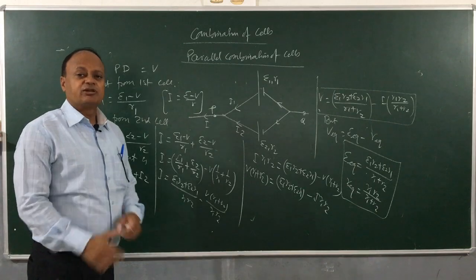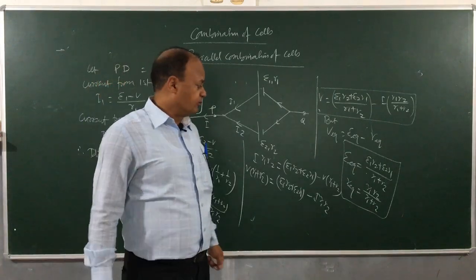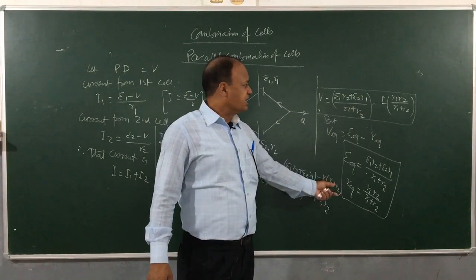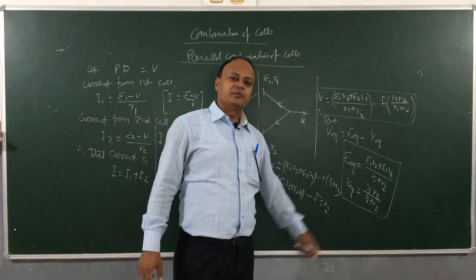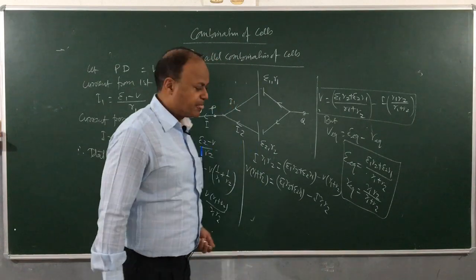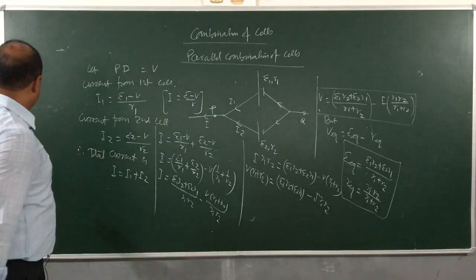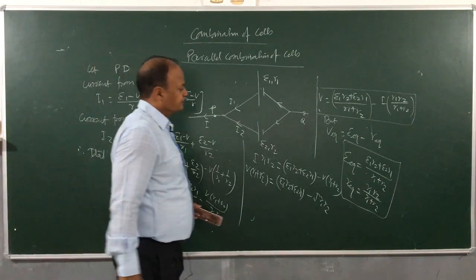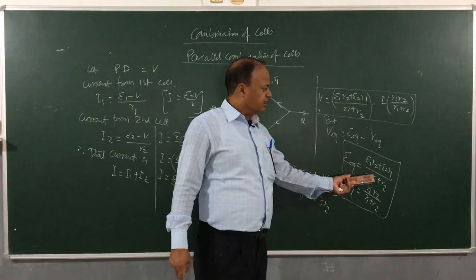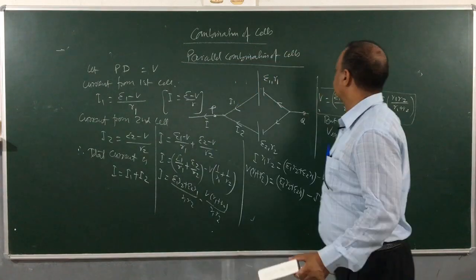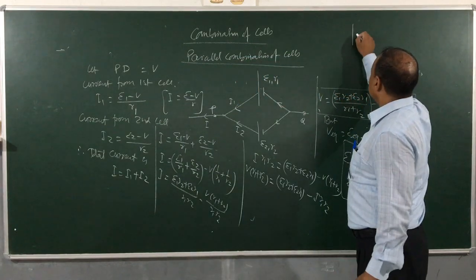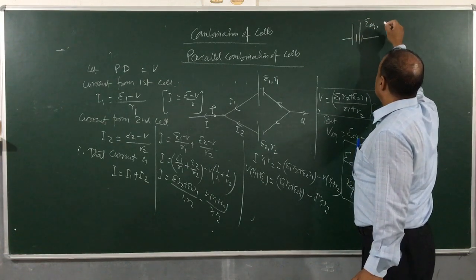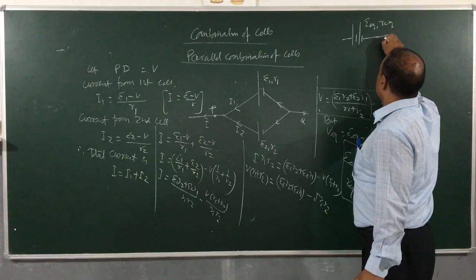So we calculated what will be the equivalent EMF and what will be the equivalent internal resistance. So equivalent internal resistance is in fact like a parallel combination of two resistances. That means when I am putting these two cells together in parallel, then it is acting like what? A cell having what EMF? E equivalent, and internal resistance what? R equivalent.